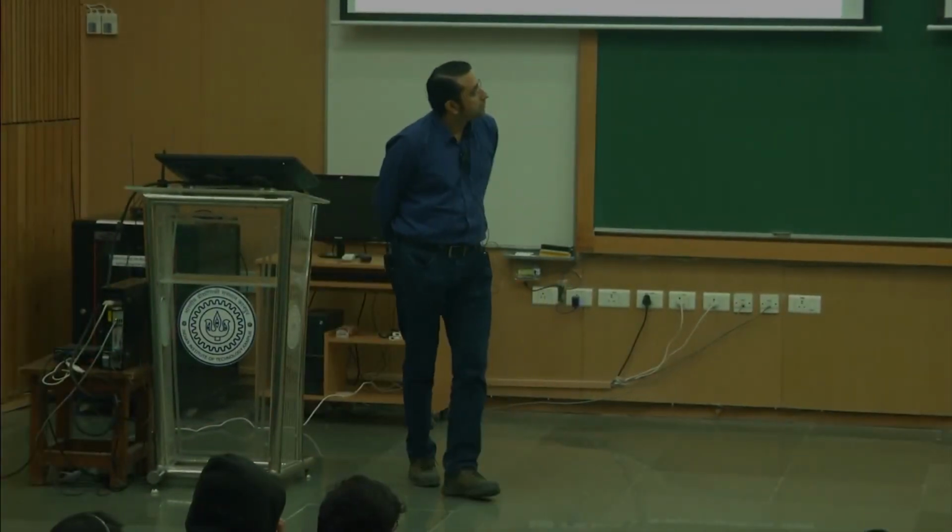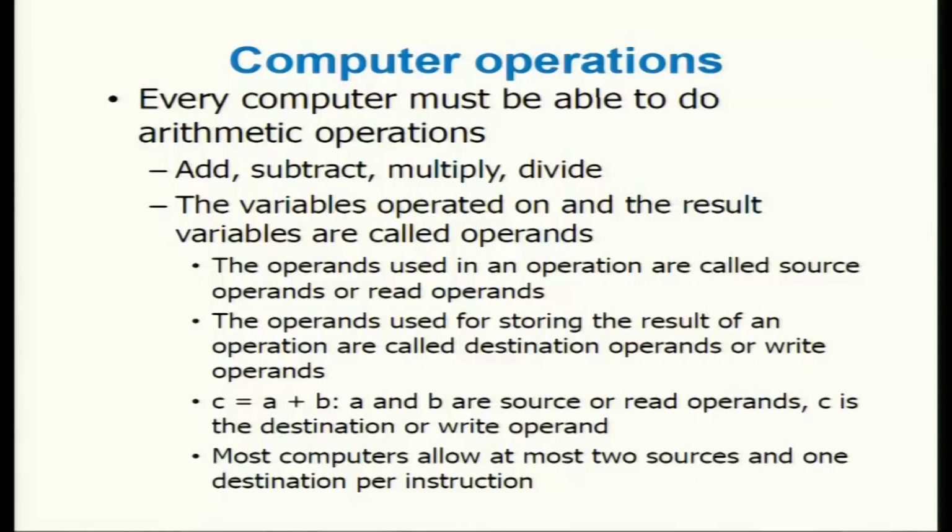Very simply speaking, every computer must be able to do arithmetic operations like add, subtract, multiply, divide. There could be other operations also, but these four are rudimentary. That is very much required. The variables operated on and the result variables are called operands. The operands used in an operation are called source operands or read operands. That is the operands which we read. The operands used for storing the result of an operation are called destination operands or write operands. That's the operand we are going to write to. For example, in C = A + B, A and B are source or read operands, C is the destination or write operand.